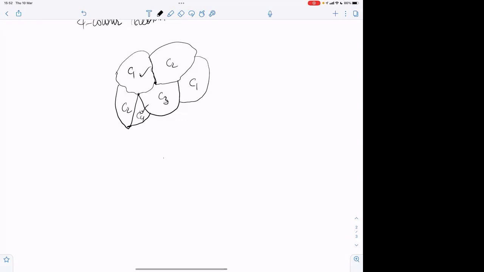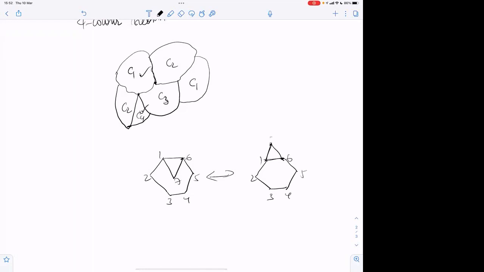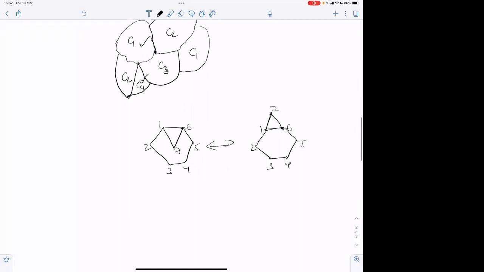For example, you can take this graph and you can embed it like this, correct? So it's the same graph 1, 2, 3, 4, 5, 6, 7, and you have 1, 2, 3, 4, 5, 6, 7. So you can verify that the adjacencies are the same, the sets of vertices and edges are the same, but the representation on the plane is different, correct?